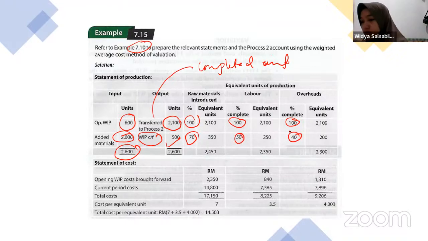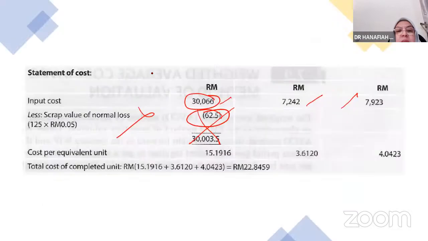All right, so that is slightly easier where you only bother about the work in progress. Work in progress 500, the difference is all completed unit. But if we look at the FIFO method, we have 600 just now. Can see here.